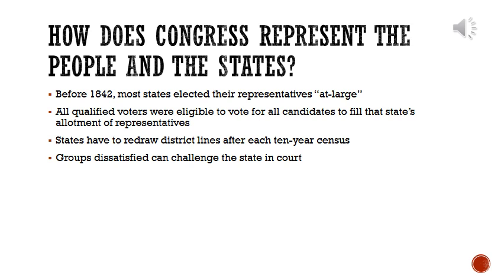So before 1842, if you were an eligible voter, you could vote on all 15 of those representatives at large, and you might have 20 or 30 people on the ballot, and whoever got first place all the way down to 15th place would be the representatives in Congress. That's how that would work. Nowadays, when you hear at large, some states only have one representative, like Wyoming, or the Dakotas, so they will be called the at-large representative. That means that they're going to represent the whole entire state at large. All qualified voters were eligible to vote for all candidates to fill that state's allotment of representatives.